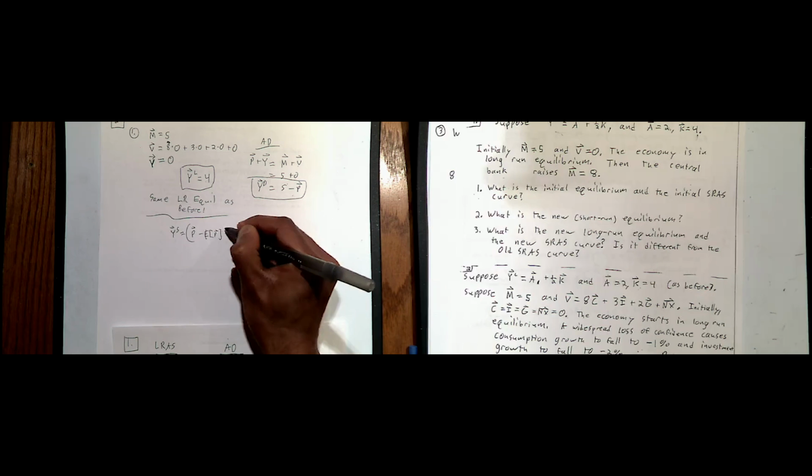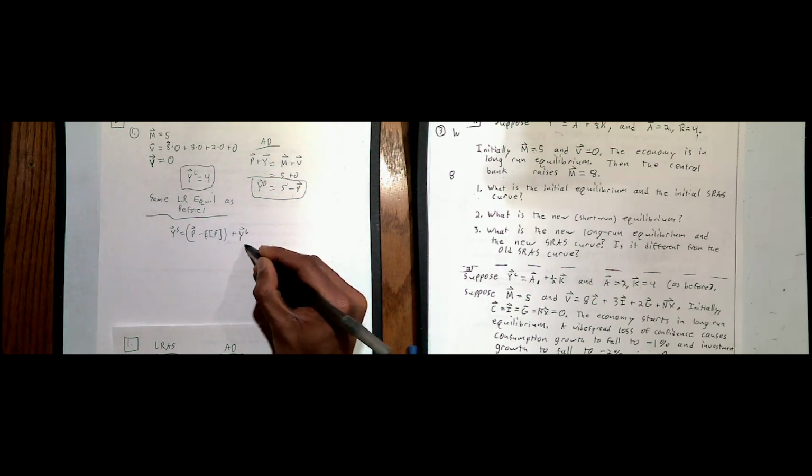That's great. What does that tell us about the initial SRAS curve? Same. Why is it the same? Anyone? So if we start out in the same long-run equilibrium, why do we know the SRAS curve has to be the same? Where does the SRAS curve come from? This, right? So what's this? It's 4, right? It's the same as before.